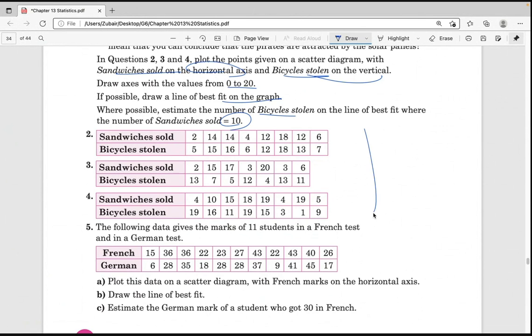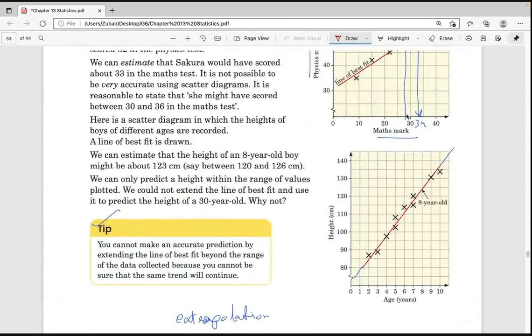So basically, for example, if we just draw points and we get this, and then this would be our line of best fit. And when we see that this is 10, so you go at 10, draw a vertical line and see what value you get. Just like this solved example.